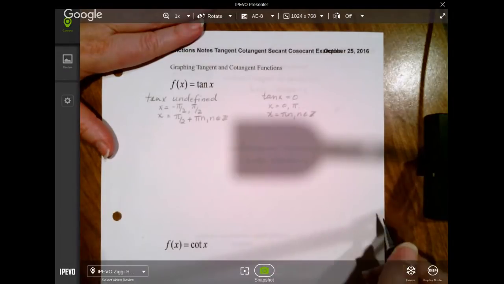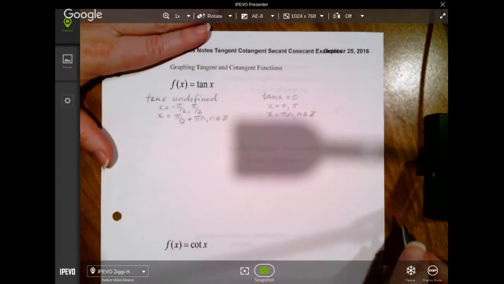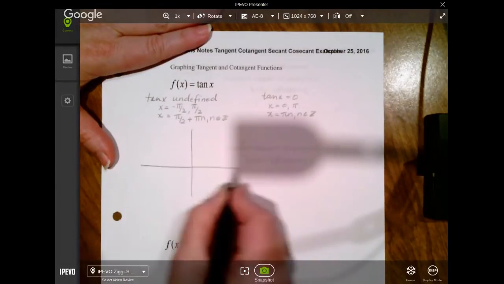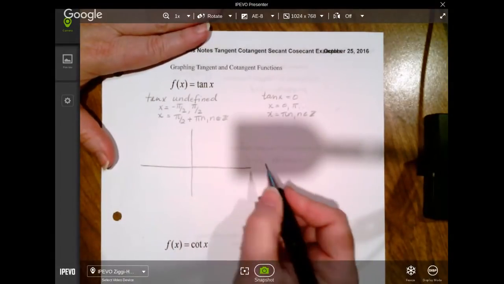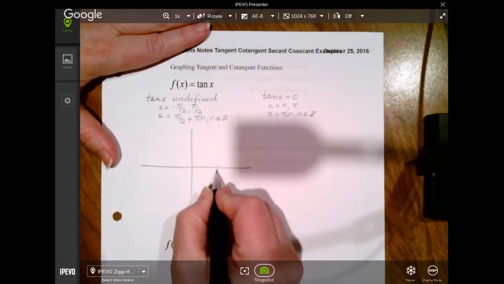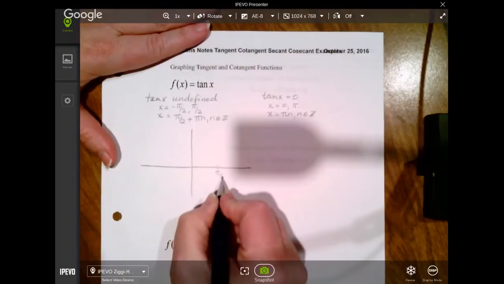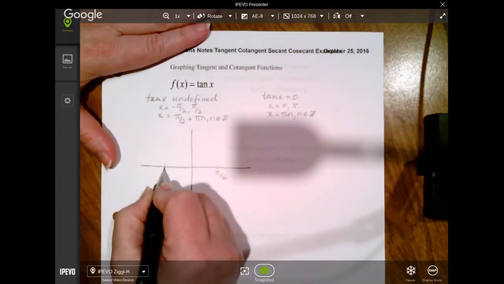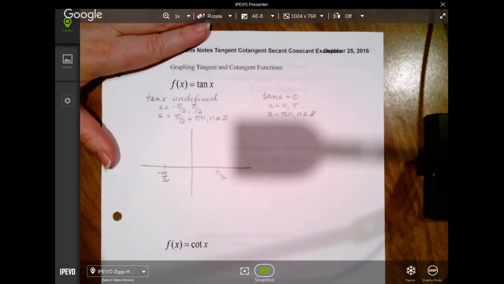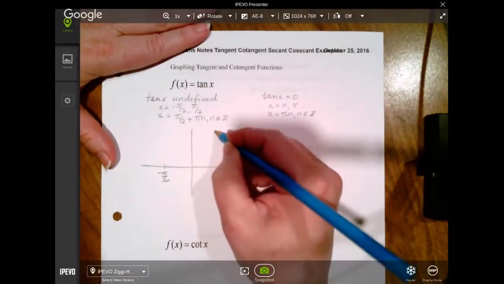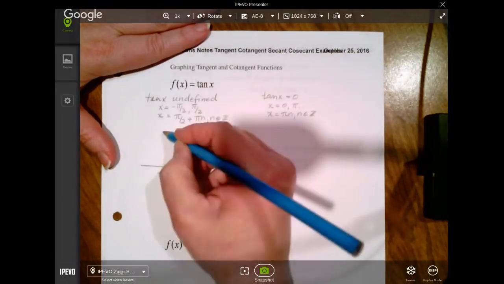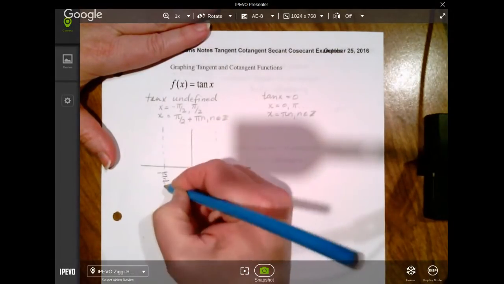Now certain things happen on the graph of tangent when you have a location that's undefined, and that is going to be a vertical asymptote. And so our vertical asymptotes for the first period of tangent that we're going to draw are going to be at pi over 2 and negative pi over 2. I'm going to use a different color here to try to be creative without my whiteboard. I'm going to use blue, and so there we go. There is my first vertical asymptote, my second vertical asymptote.